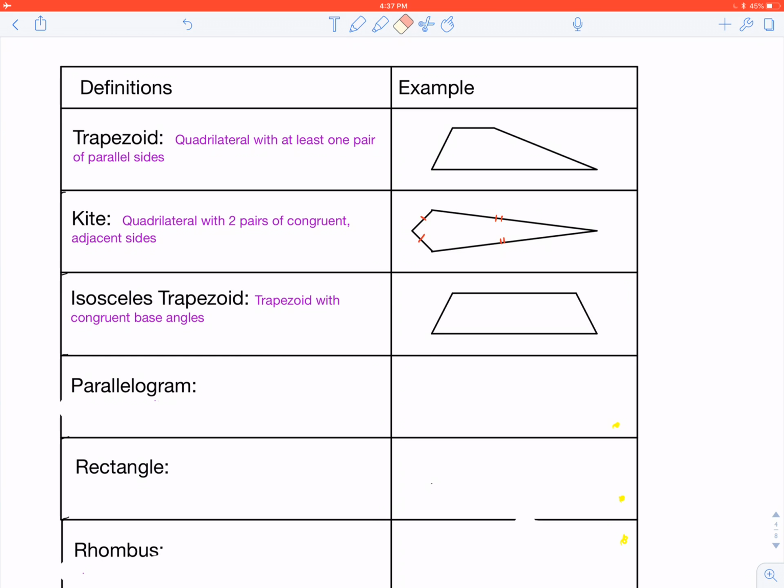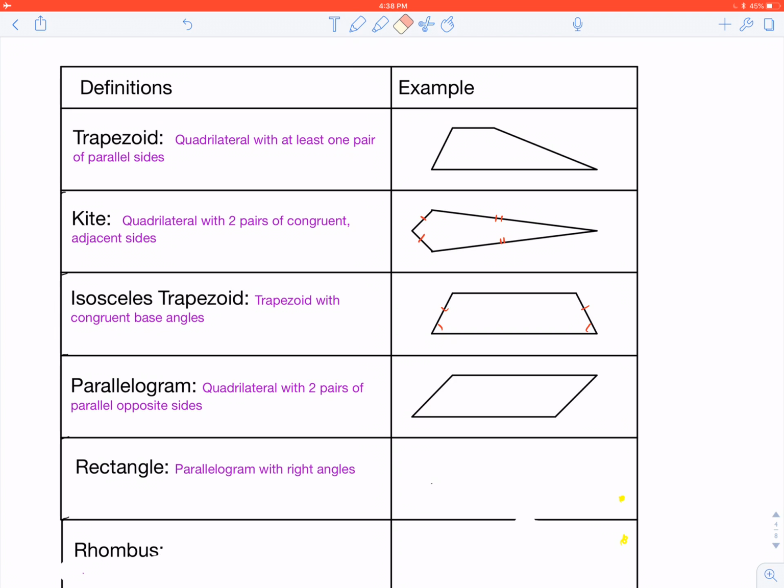So here's an example, and what I've got here is these angles here at the bases are congruent to each other. What we also end up finding later on is that not only does that occur, but I also have these two sides here being congruent to each other. The parallelogram is a quadrilateral where I have two pairs of parallel opposite sides. So not just one pair of parallel sides, but now I have two pairs of parallel sides.